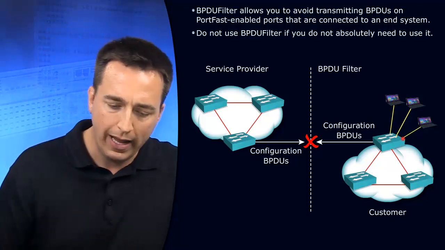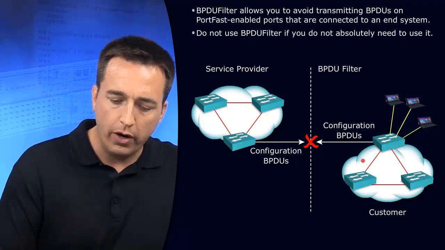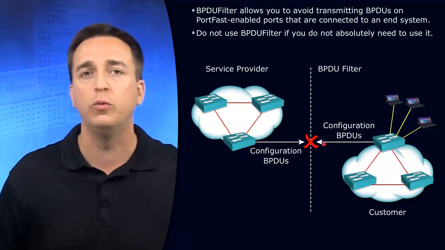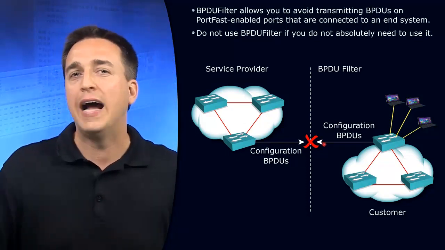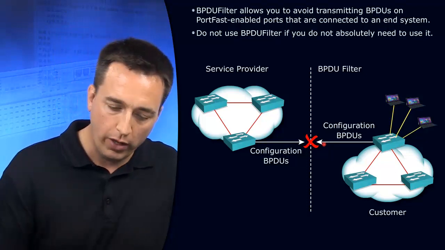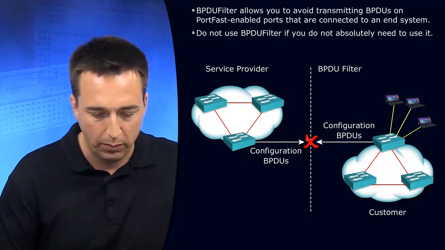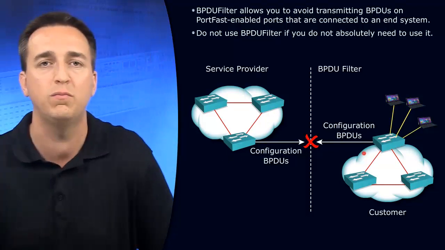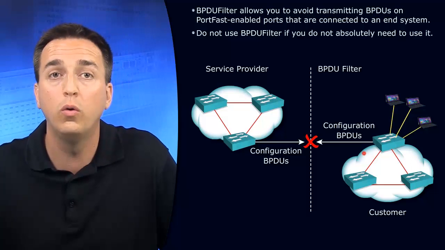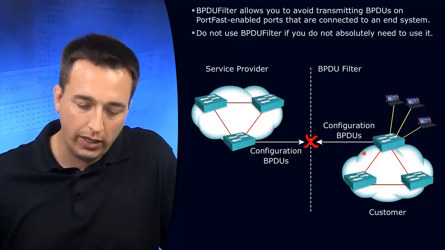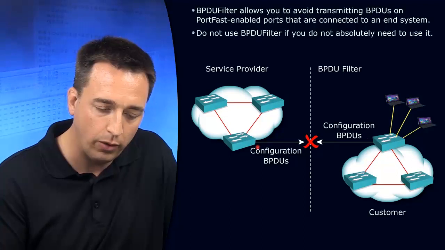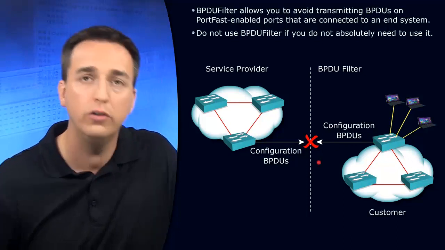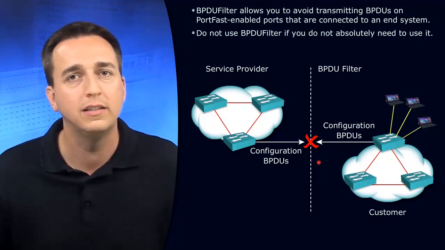What about when we have our network connected up to our service provider and we're doing layer 2 through the service provider's environment? Do I really want to share my spanning tree configuration BPDUs with the service provider? And does the service provider really want to share their spanning tree configuration BPDUs with me? No, we don't. So what we can do is set these up as PortFast enabled ports, and we can shut off the sending of BPDUs out those interfaces.